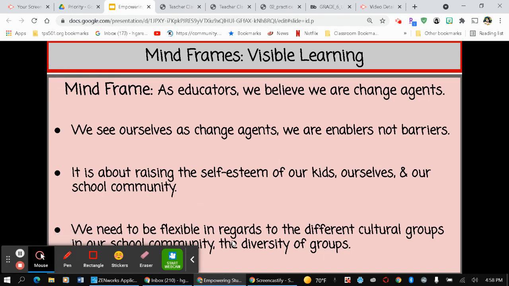Hattie has 10 mind frames that he identifies as part of a visible learning school system or educator. We just want to look at one right now. One of the mind frames is that, as educators, we believe we are change agents. We see ourselves as change agents and we're enablers, not barriers. It's important that we think about how to raise the self-esteem of our kids and make them secure learners, because think of the impact that will have on our school and our community. We need to be flexible in regards to different cultural groups in our school community and the diversity of those groups.